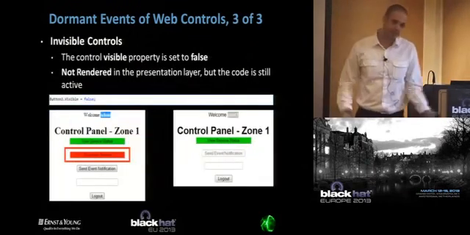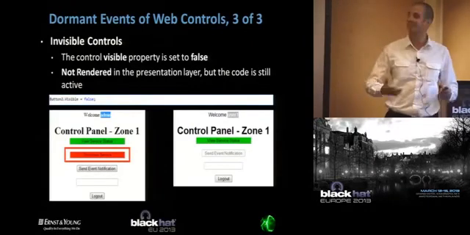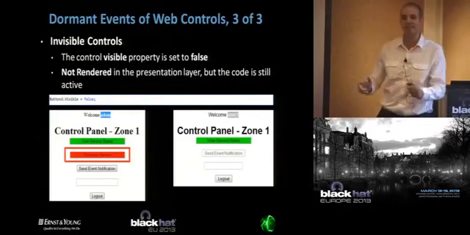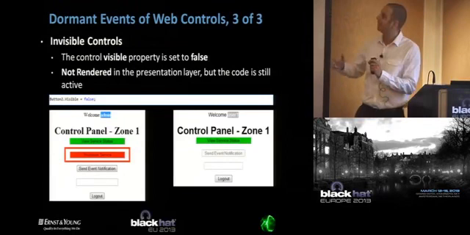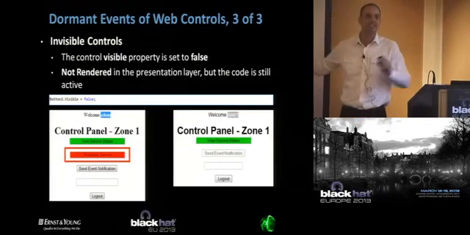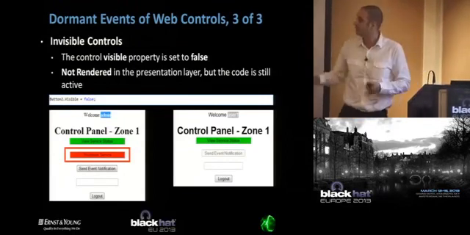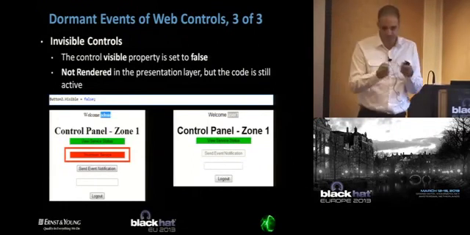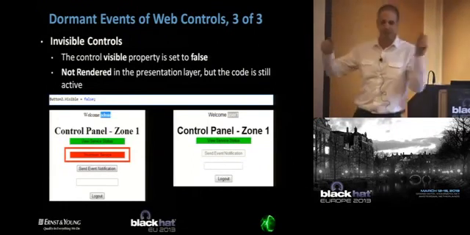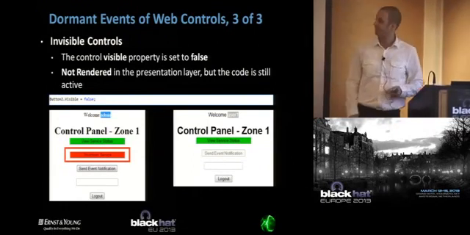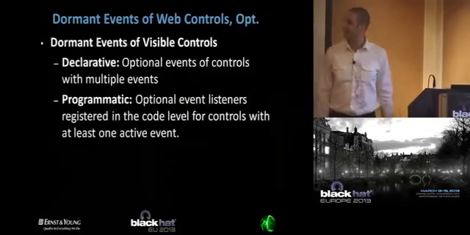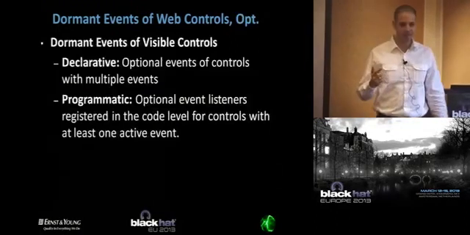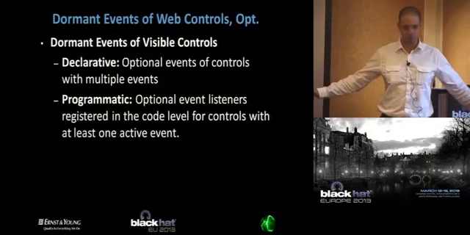The third type is the real deal. That's a truly invisible control, a control that had the visible property turned to false on the server side. And that control isn't even rendered on the client side, except for the disclosure in the view state I just demonstrated, okay?